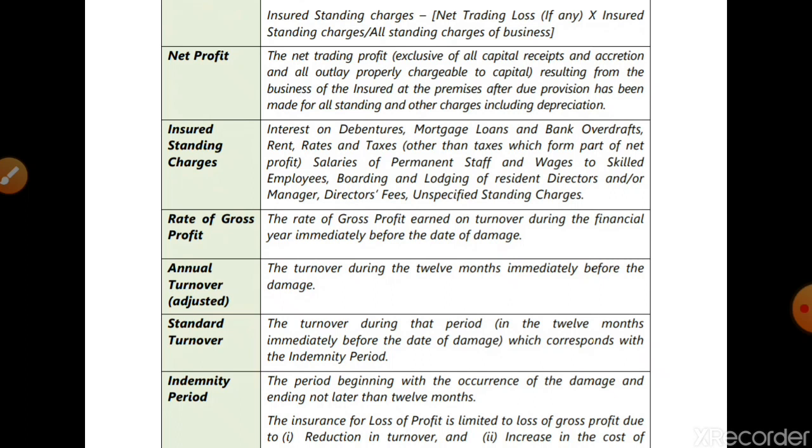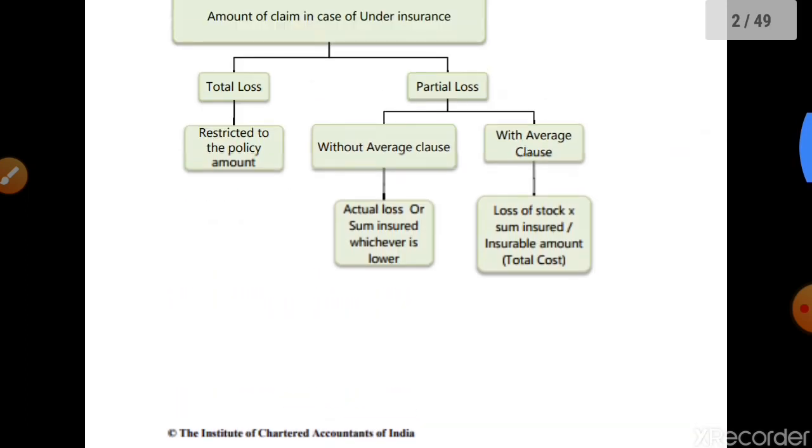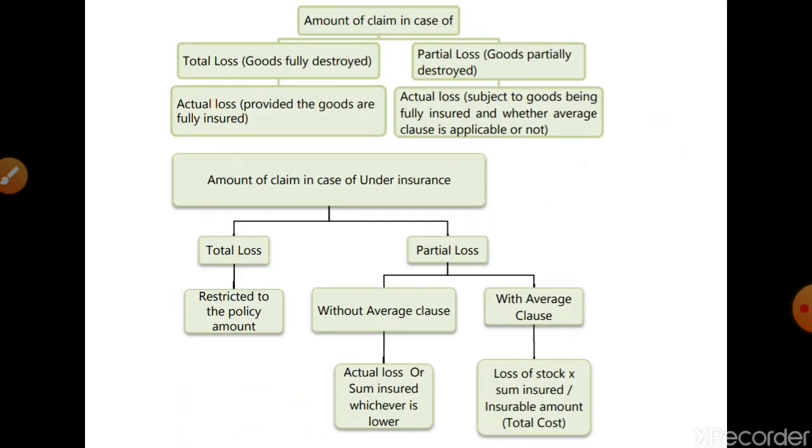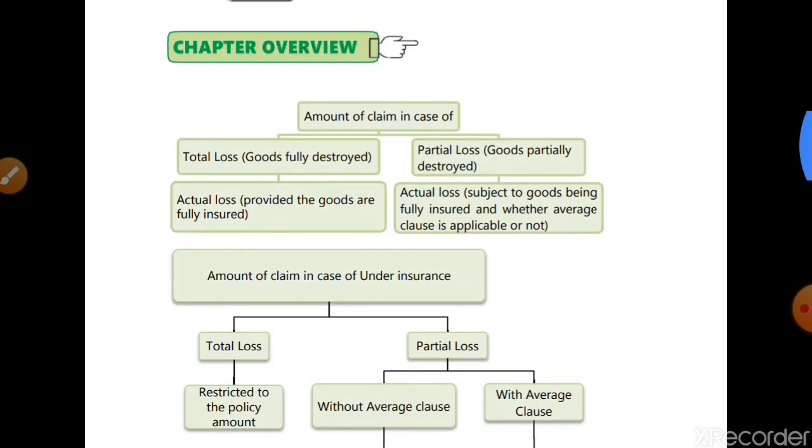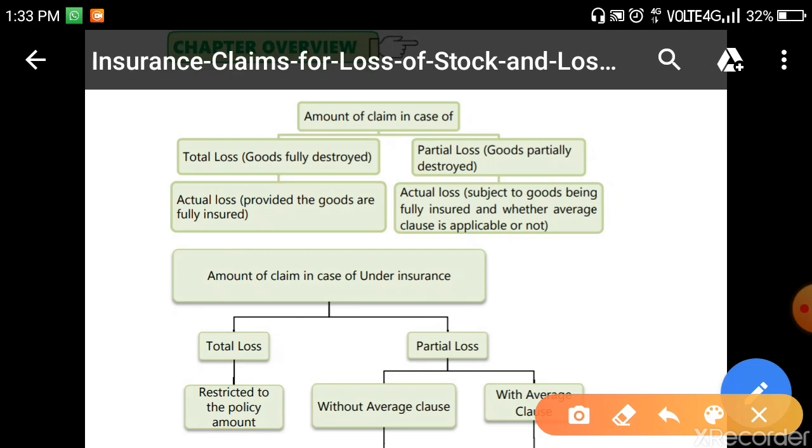As I said, there are two types of policies. One is loss of profits, another one is loss of stock. The amount of claim in case of total loss or partial loss. Let us discuss first about total loss. So, total loss.